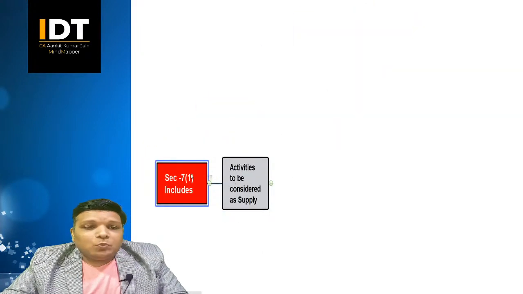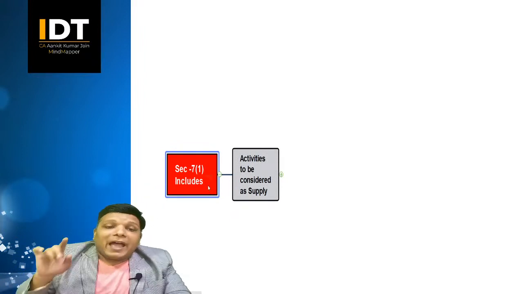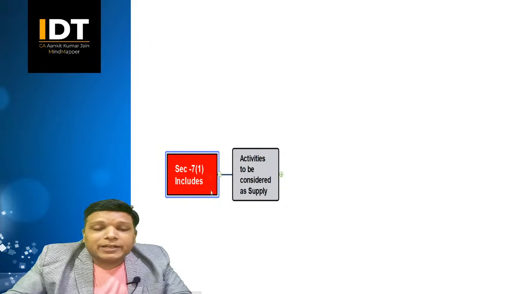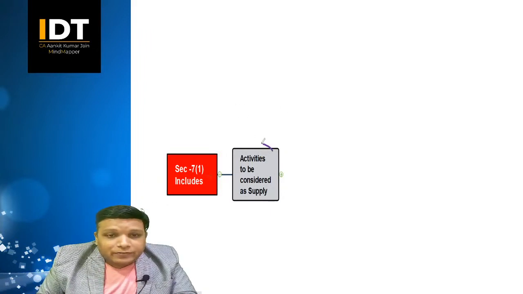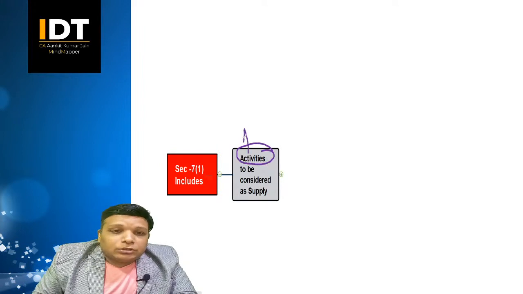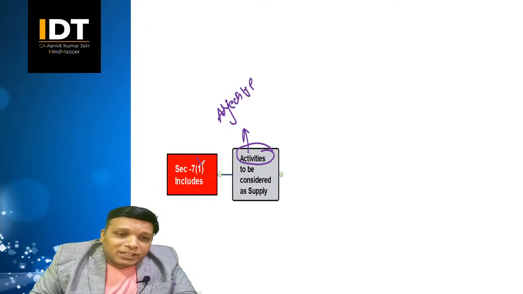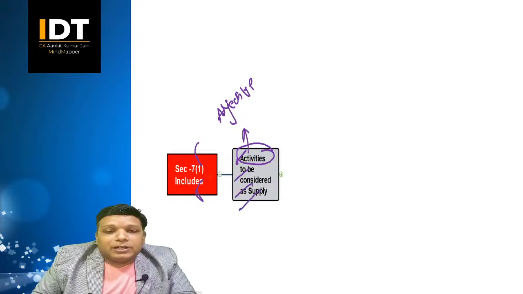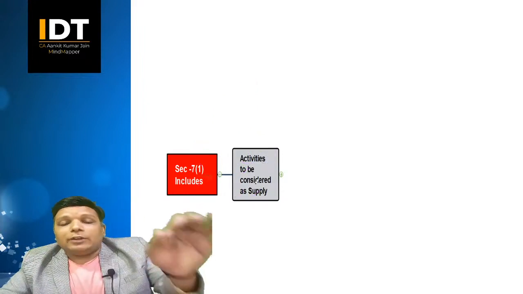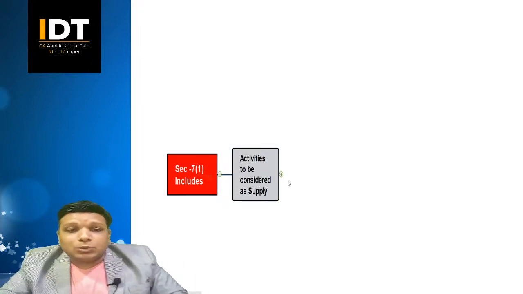Section 7.1 says includes, right? We have seen section 7.1 says inclusive activities to be considered as supply. Whenever I'm talking about activities, it is an adjective, right? So this activity is an adjective. That means some action must be taking place. So this particular section 7.1a includes certain activities which are to be considered as supply. What are those activities? Let us go and see those activities now.